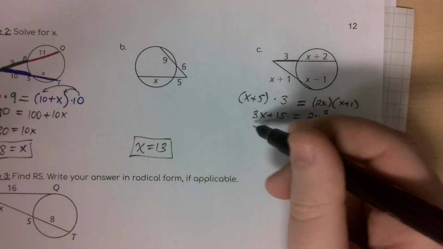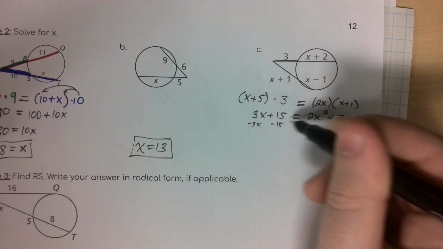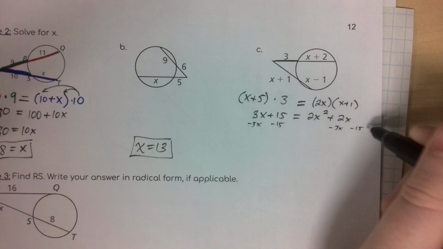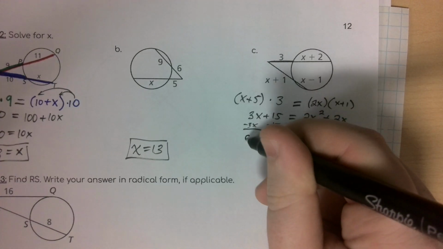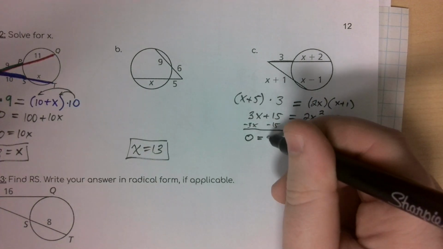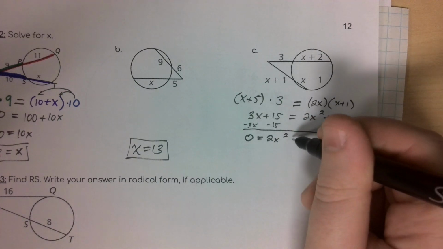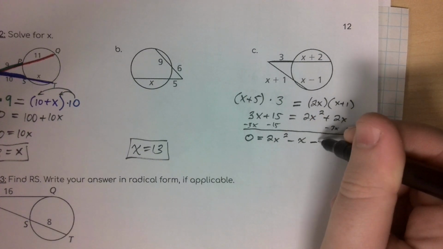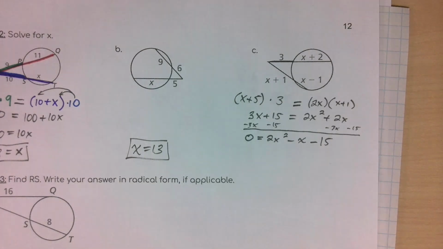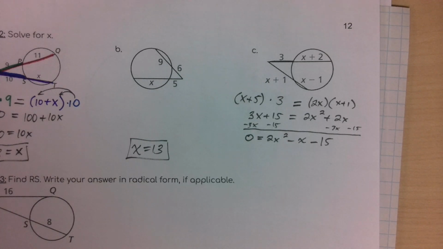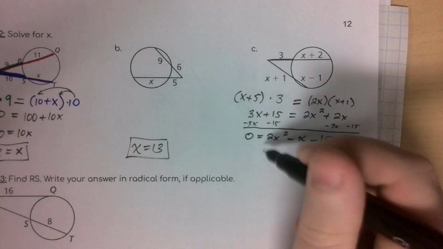Start by moving everything to one side. So I'm going to subtract 3x and subtract 15 from both sides. It's going to give us 0 equals 2x squared minus x minus 15. And this is one that we will have to either factor or use the quadratic formula or complete the square in order to solve. I've always been a pretty big fan of factoring, and I think that it's going to be more helpful for you in Algebra 2 if you can practice factoring. So let's do this factoring together.